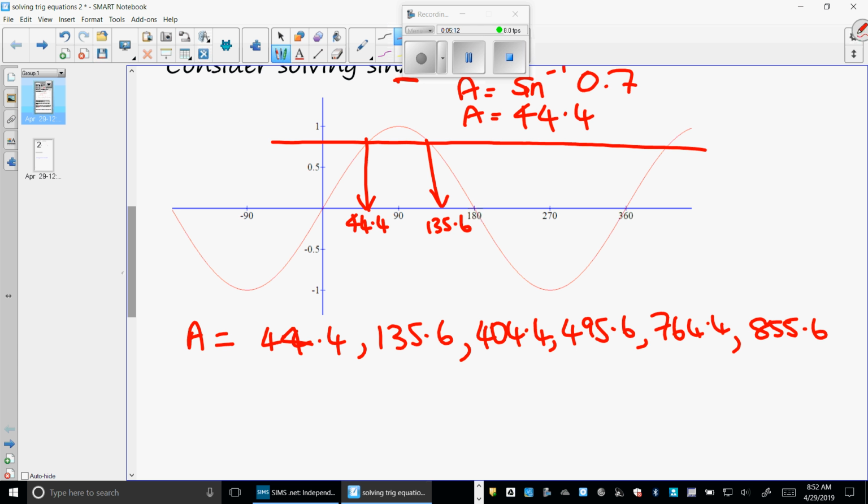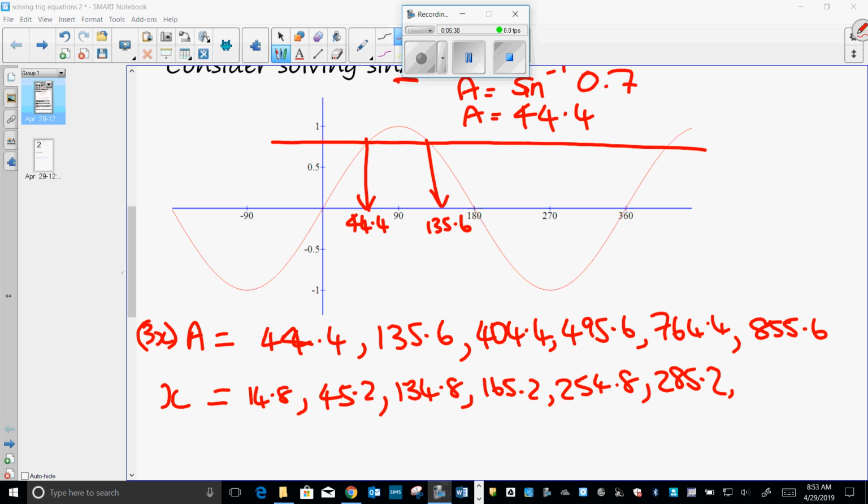Now, looking at those, it looks ridiculous, doesn't it? Because they're way out of our range. But what did A represent? 3x. So if that represented 3x, what do we now have to do with all these numbers? Divide them by 3. So that means our values for x are going to be... I'll pause for one. Dividing all of those numbers by 3 gives us these values here, and they are all within our range of 0 to 360.